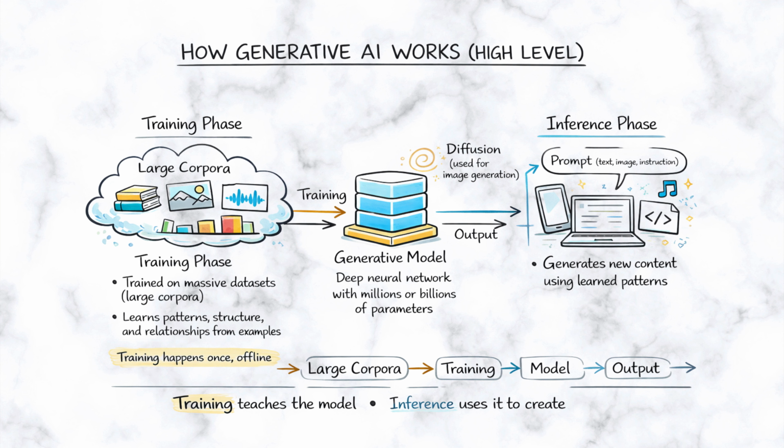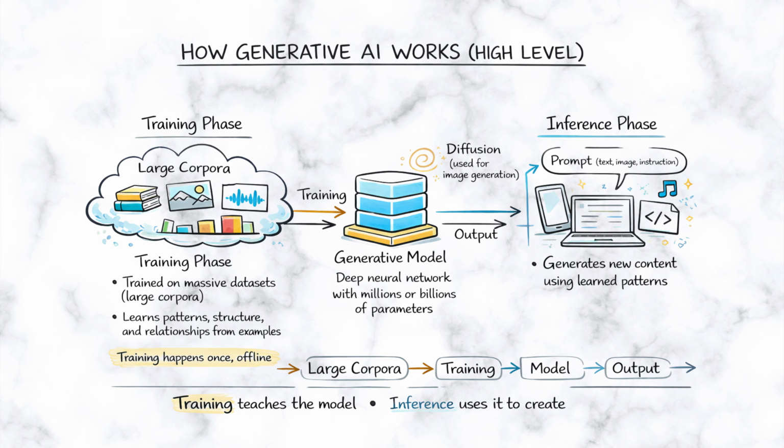So now let's look at how generative AI really works. At a high level, generative AI works in two main phases, training and inference. During training, the model is trained on very large datasets, often called large corpora. These can include books, articles, images, audio, and code. From this data, the model learns patterns, structures, and relationships.